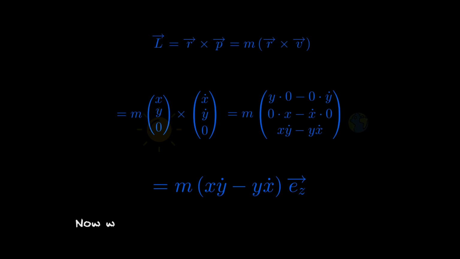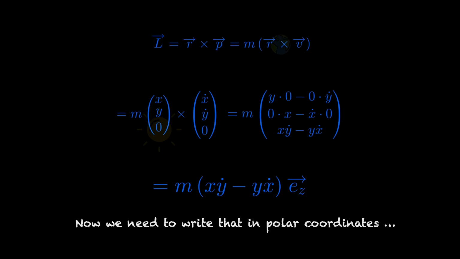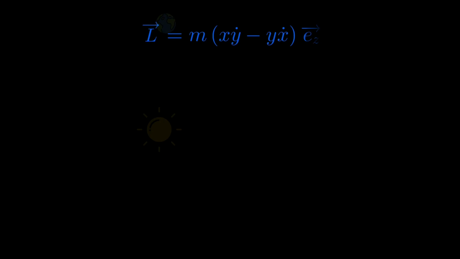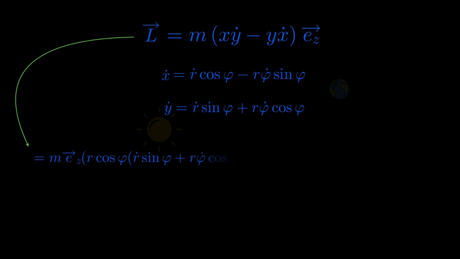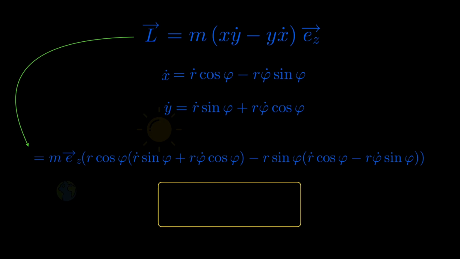Now we just have to write that expression in polar coordinates. Easy thing. Luckily, we have already calculated the polar expressions for x dot and y dot a couple of moments ago, so we can just plug them into the Cartesian formula for the angular momentum. This gives us this very long expression, and either you're a genius and see it instantly, or you take a piece of paper like me and confirm it, but in the end, the angular momentum in polar coordinates will be the mass times r squared times phi dot times the unit vector in z direction.